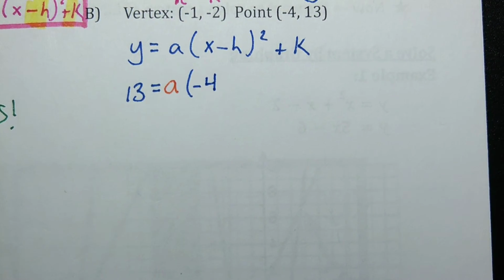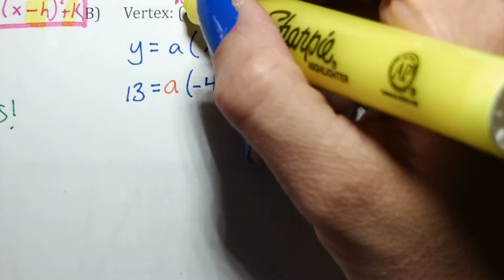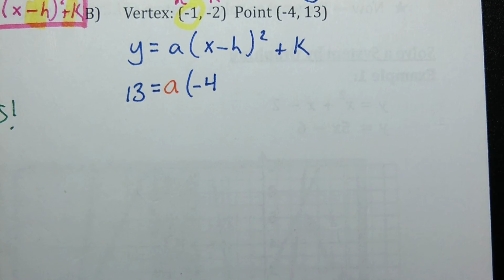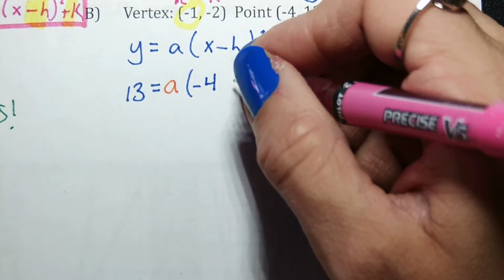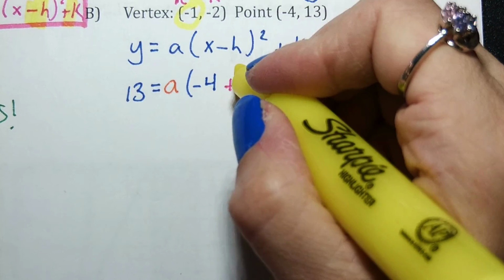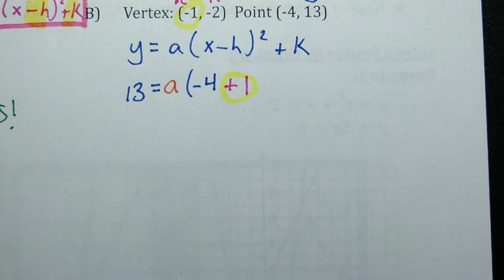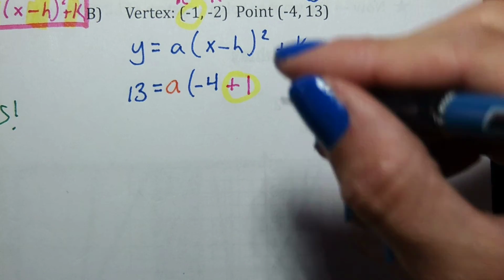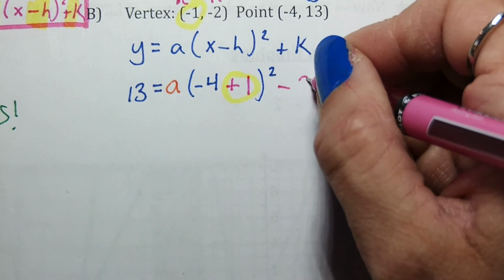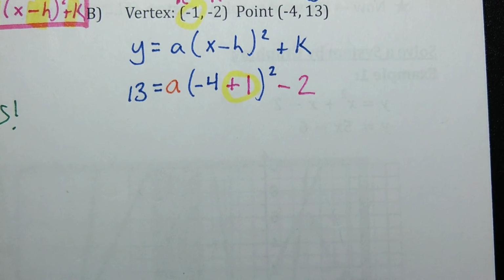And here's the tricky part. What are we going to put for the next number? Positive 1. Excellent. It's -1 in the coordinate, so it needs to be a positive 1 in the equation. And that only is for the h value, those inside transformations that are opposite signs. Squared. And then plus our k value. Our k value is -2. So we just write -2.